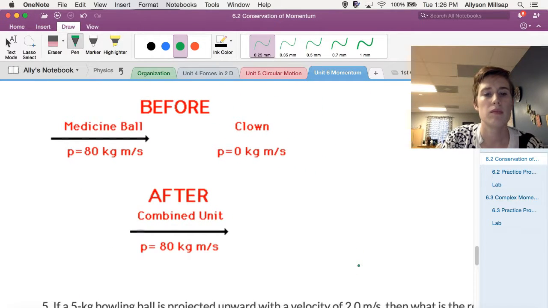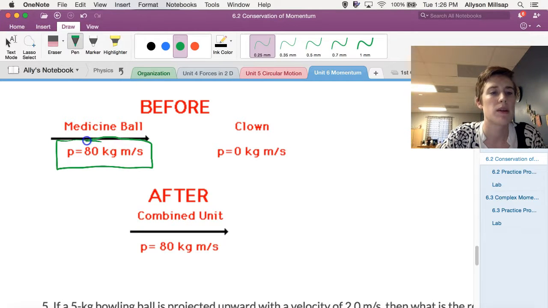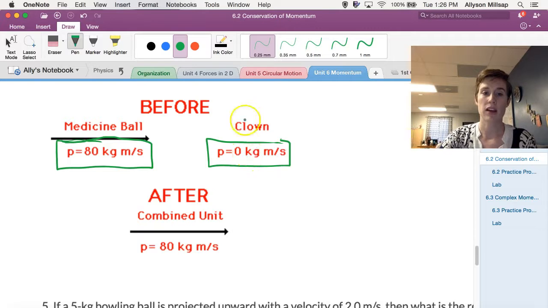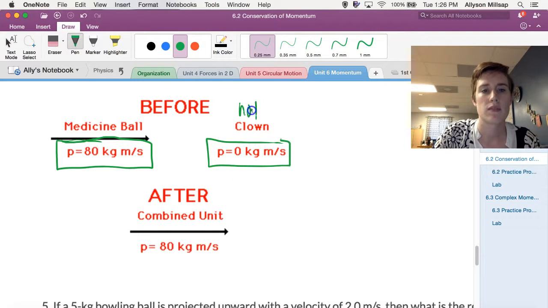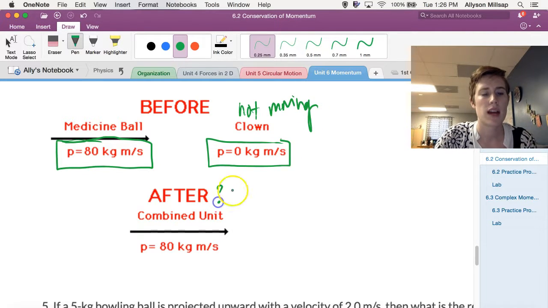Here's another one. If we have a medicine ball, and let's say the momentum has already been calculated for the medicine ball. Before is 80. Afterward, it's going to hit a clown in the face, and the clown has a momentum of 0. He's not moving. What is the momentum after? They asked you to find that.